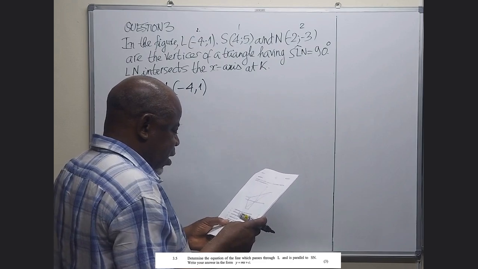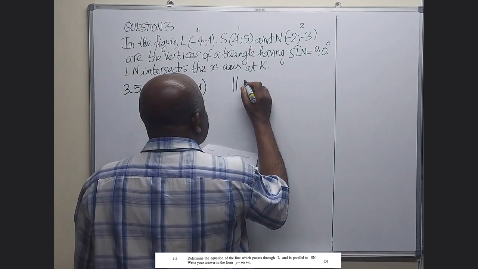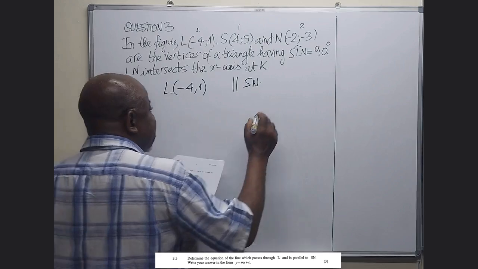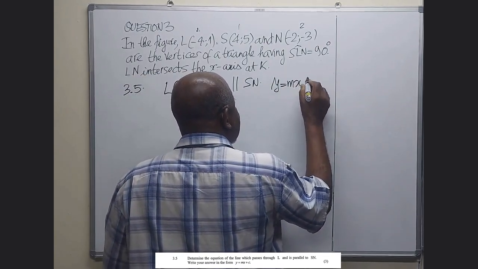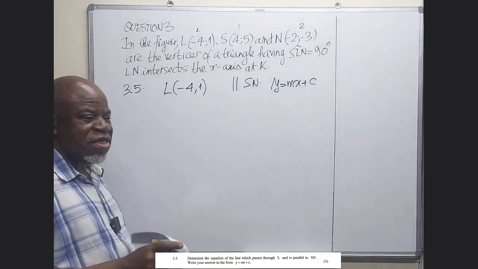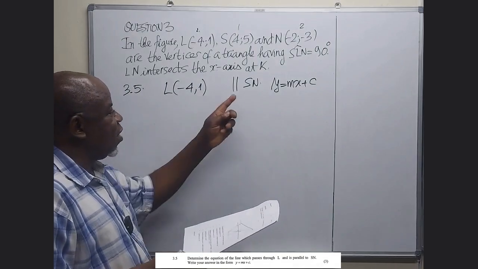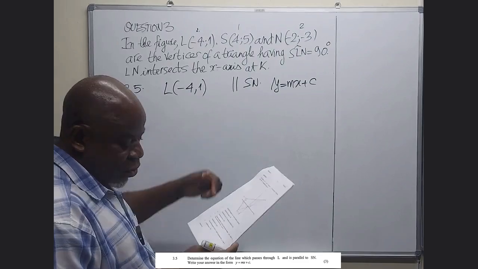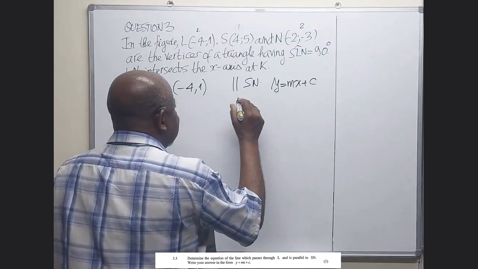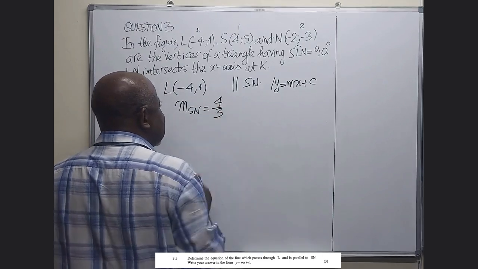And that line is going to be parallel to SN. They want us to write this equation in the form y is equal to mx plus c. So remember, if two lines are parallel, they're going to have the same gradient. So the gradient of the line SN, we know it already. The gradient of the line SN was 4 over 3.